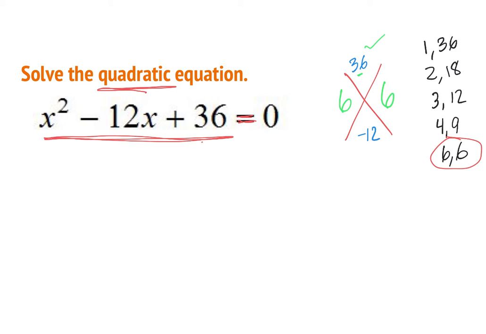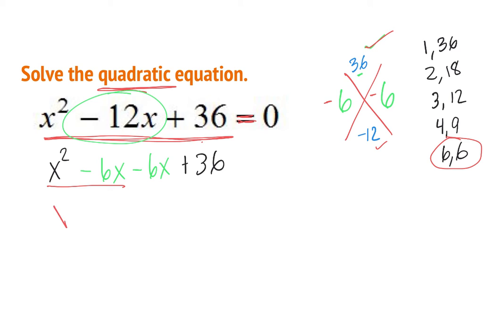So what happens if I make these 6's negative? Negative 6 times negative 6 still gives me 36, so that's good. Negative 6 plus negative 6 gives me negative 12. So this works. I'm going to rewrite my expression. This negative 12x now becomes negative 6x and negative 6x, positive 36. I am going to factor by grouping, so I'm going to factor out the GCF of an x. X minus 6 is left over.